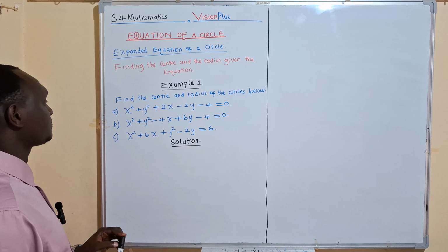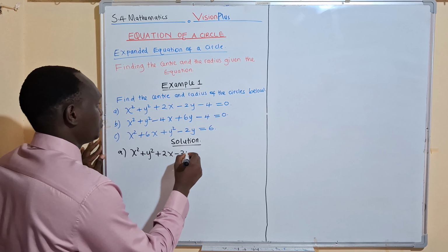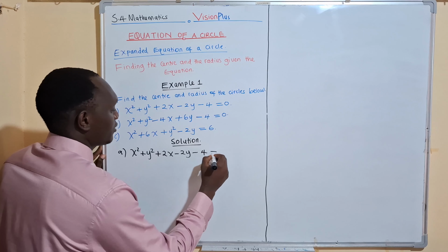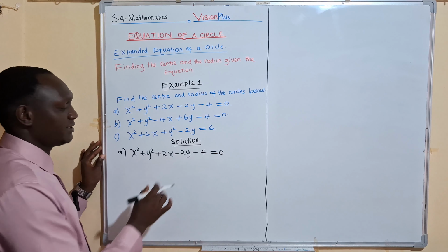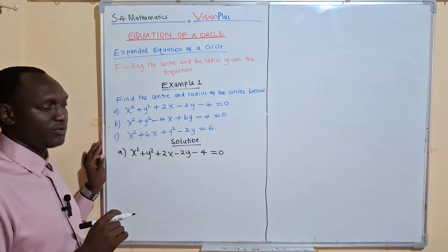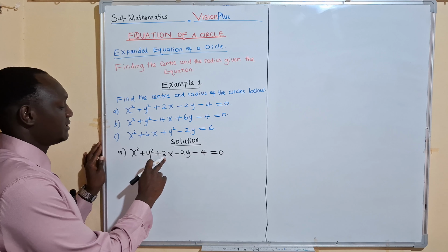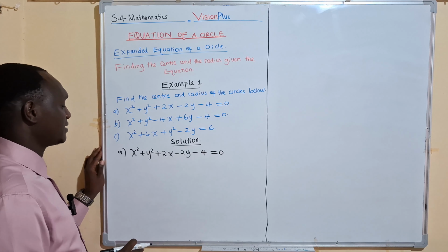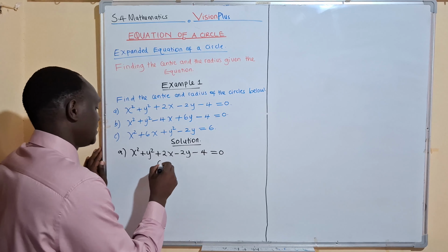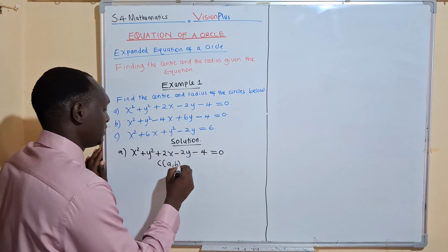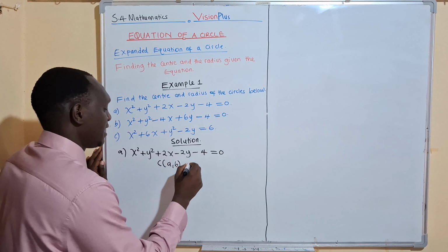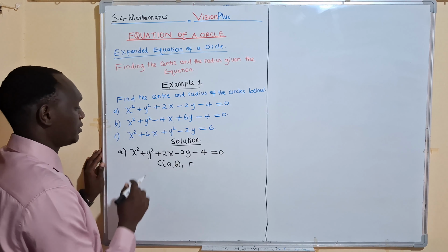The circle is given by x squared plus y squared plus 2x minus 2y minus 4 equals 0. This is the given circle in the expanded form. Now, how can we find the center and the radius of this given circle? The center has coordinates a and b, and then the radius r. So we are going to find a, b, and r. Now, what do we do here?